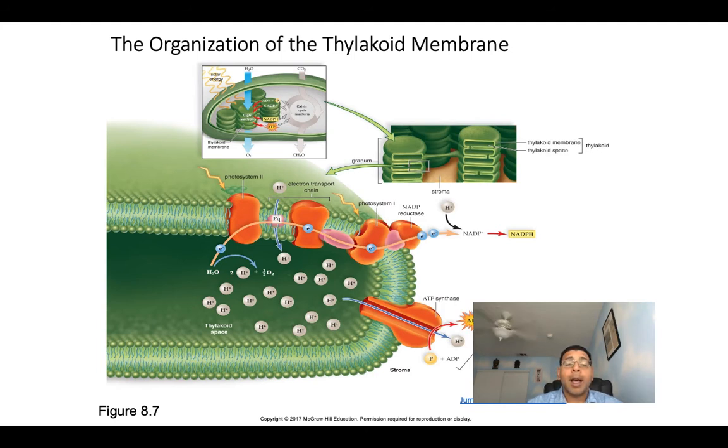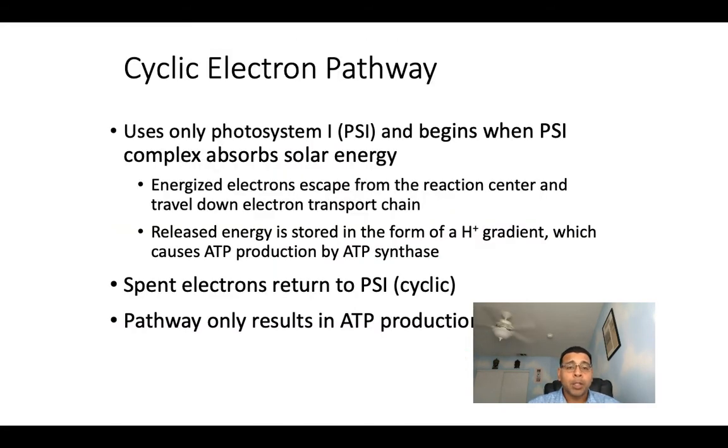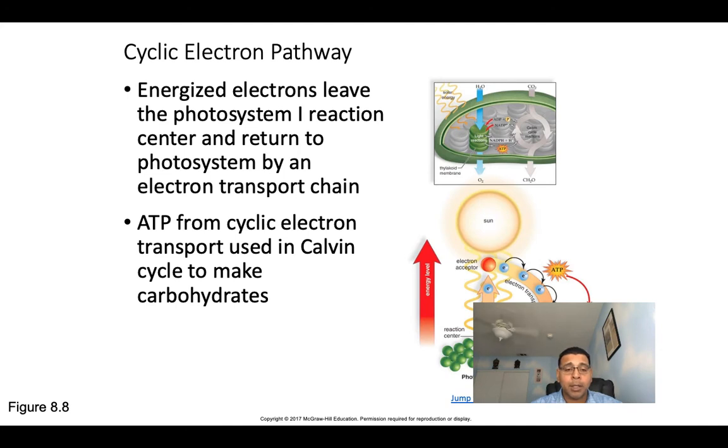Let's look at then the cyclic electron pathway. When we talk about the cyclic electron pathway, now here I'd like you to know, under some environmental conditions, such as high oxygen levels, NADPH levels may accumulate in the cell, and therefore photosynthetic cells may enter the cyclic electron pathway. Here we can appreciate that here in figure 8.8.